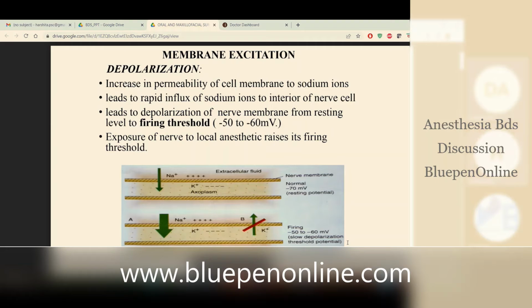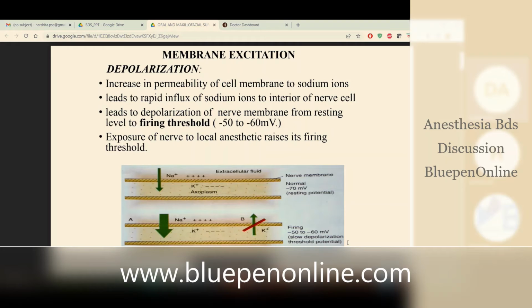But when there is an excitation of the membrane of your nerve, the permeability of the cell membrane to the sodium ion increases. It starts increasing, so that lots of sodium starts to get inside the nerve cell. That's the first thing that happens there. Now the sodium will get inside, and we'll have this depolarization happening.